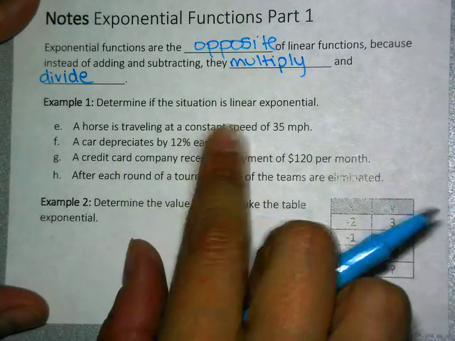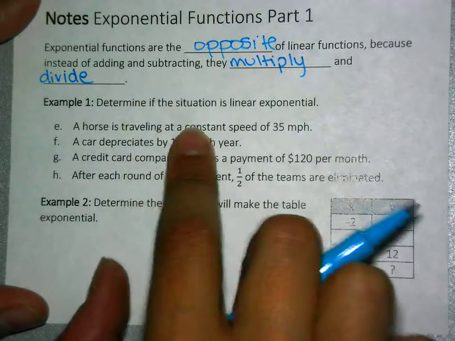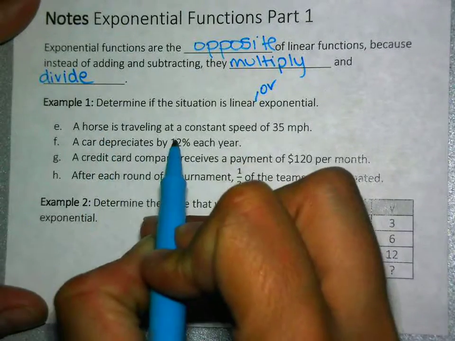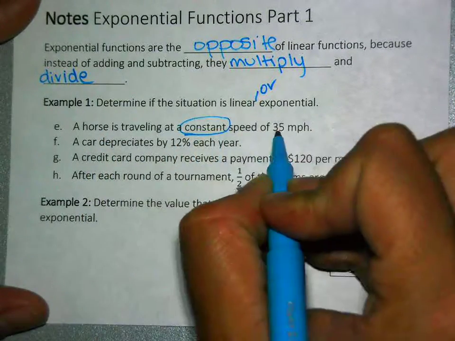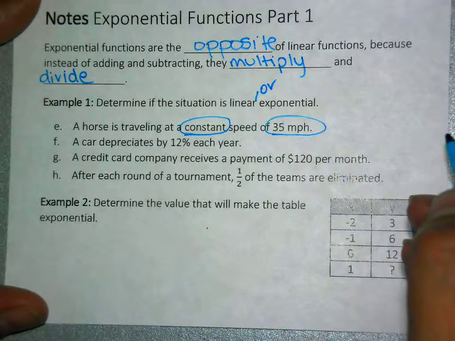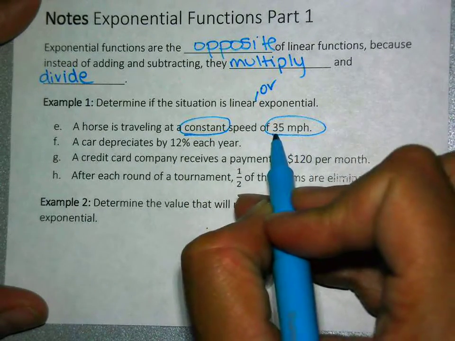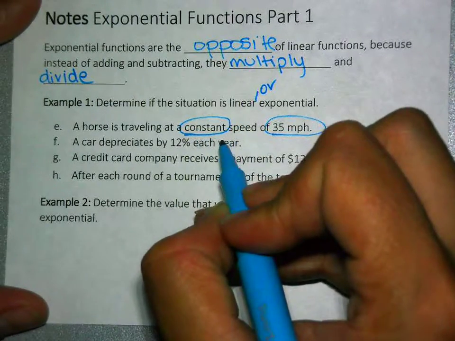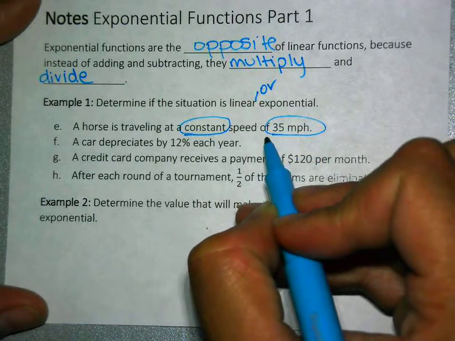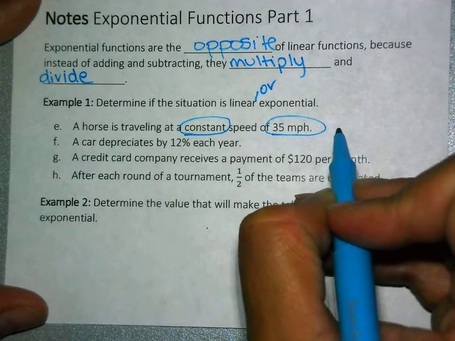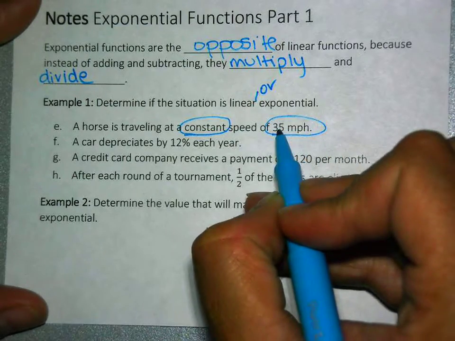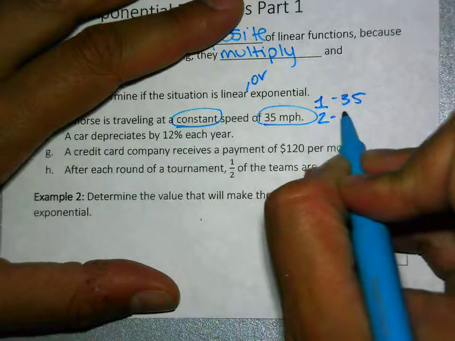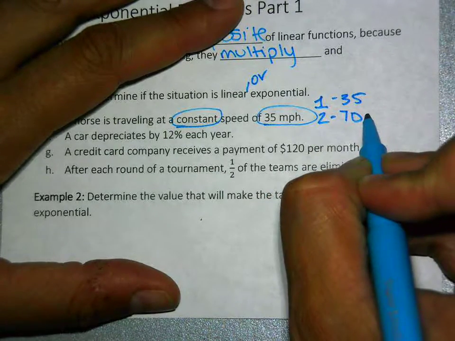So in example 1, we're going to determine if the situation is linear or exponential. A horse is traveling at a constant speed of 35 miles an hour. That means for every hour, they are traveling 35 miles. Constant should definitely make us think linear, and the fact that they're traveling at the same speed and the same mileage for every hour is a linear relationship. Because at hour 1 it would be 35, and at hour 2 it would be 70 because I added 35, and so on and so forth.